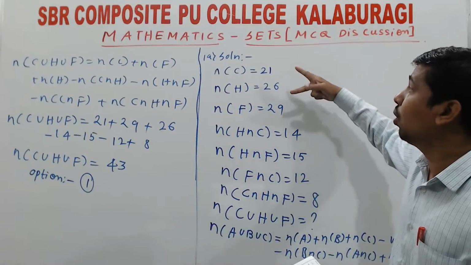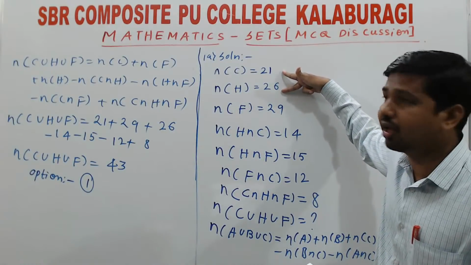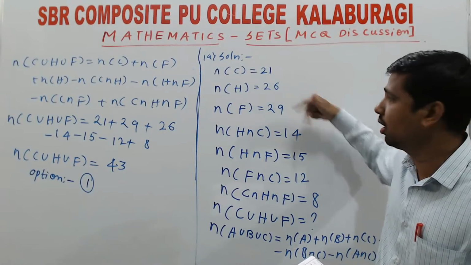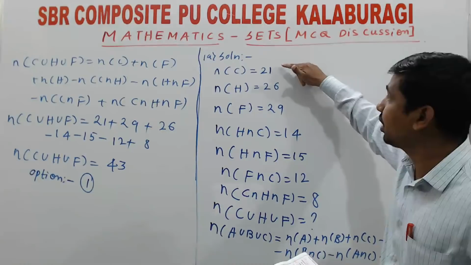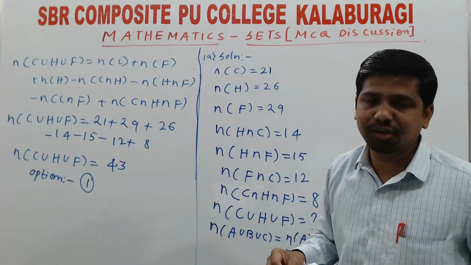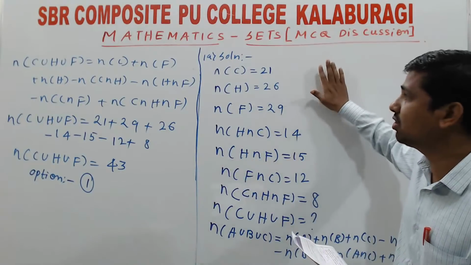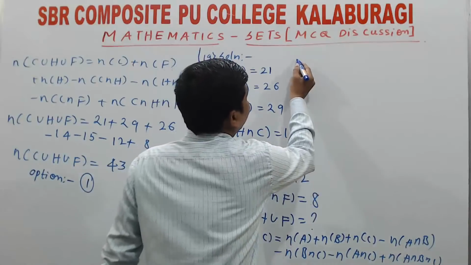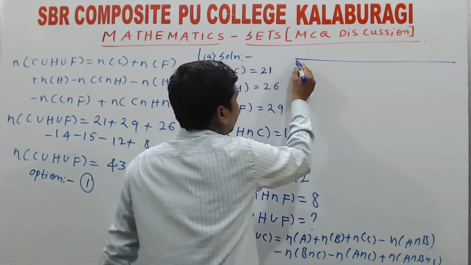Suppose he is asking how many are playing exactly two sports: only cricket and hockey, only hockey and football, or only cricket and football. In that case, a Venn diagram helps us find out those results. So let us see, this can also be solved by a Venn diagram. So we'll take the Venn diagram.